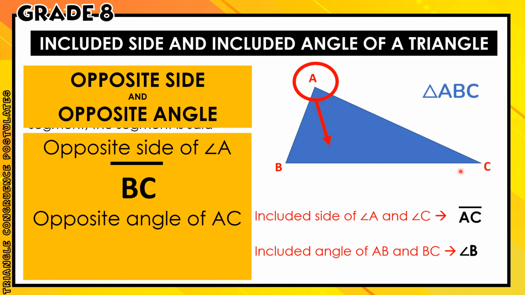And on the other hand, if we are looking for the opposite angle of side AC, this is our side AC, the long slanted one. So its opposite angle, the angle facing it, if this is our reference line, will be this one. So the answer is angle B. So again, this is all about the included side and included angle, and at the same time, the opposite side and opposite angle of a given triangle, because we will use this once we discuss the different triangle postulates.